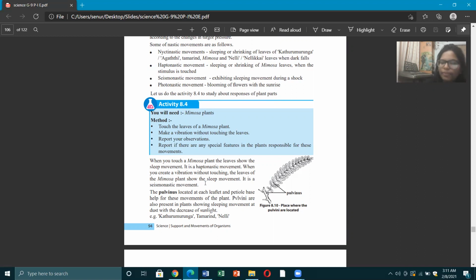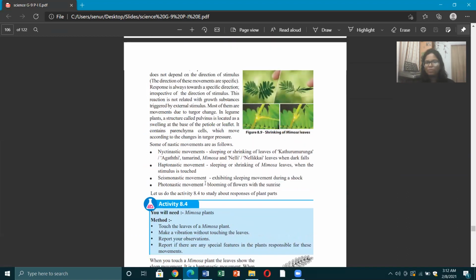Nyctinastic means when darkness falls, the plant wilts and sleeps. Haptonastic means it sleeps on touching, like mimosa. Seismonastic means it sleeps when a shock or vibration is given. Mimosa can also be used for that. If you don't touch, but you create some kind of vibration or a shock, and if it sleeps, then it's seismonastic. And photonastic is, children, when the sun rises and the flower blooms, you call it a photonastic movement. Then you can say that if the plants in your home garden have bloomed well when you wake up in the morning, this is a photonastic movement. Okay?